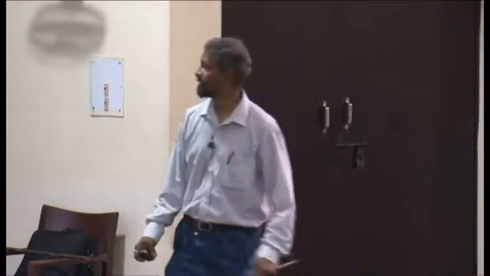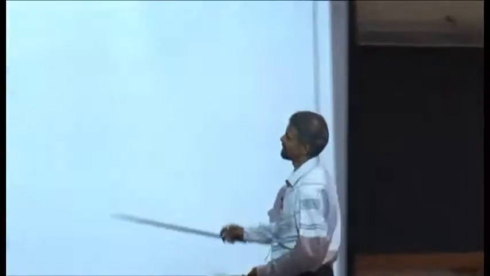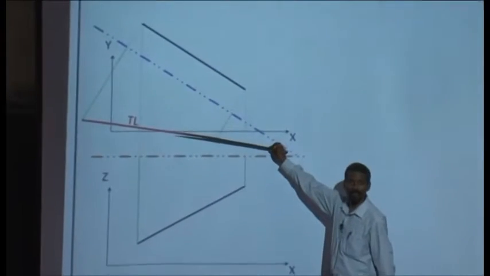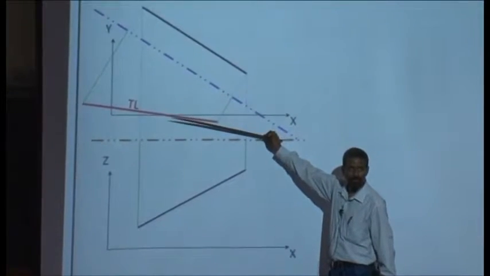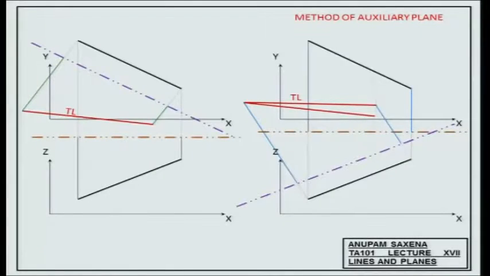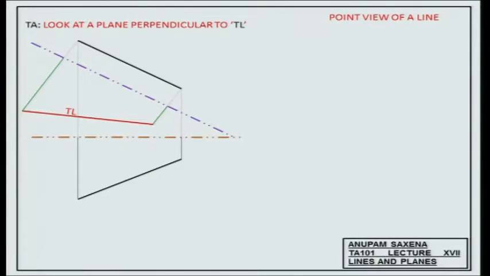If I want to draw a hinge line and flip that plane over, where would my hinge line be? Where would my hinge line be? This guy in true length, if I want to get the point view of this, where would my hinge line be? Perpendicular to this. Okay? Yeah.